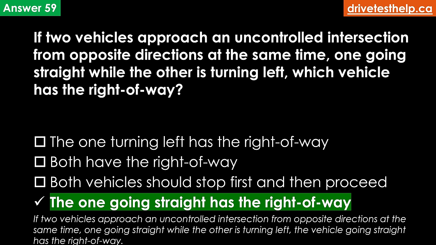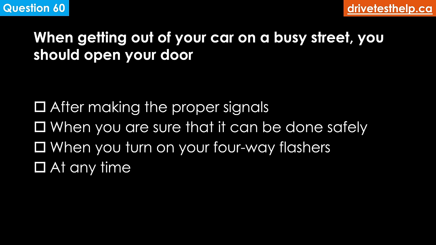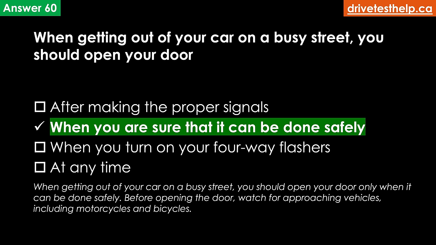If two vehicles approach an uncontrolled intersection from opposite directions at the same time, one going straight while the other is turning left, the vehicle going straight has the right of way. When getting out of your car on a busy street, you should open your door after making the proper signals, when you are sure that it can be done safely, or when you turn on your four-way flashers at any time. The correct answer: when you are sure that it can be done safely.